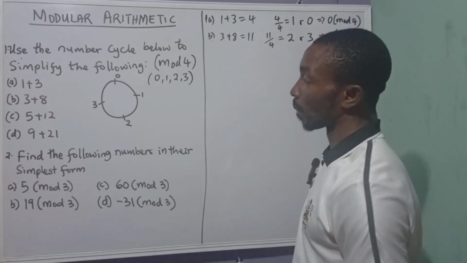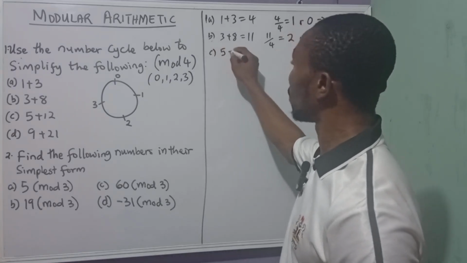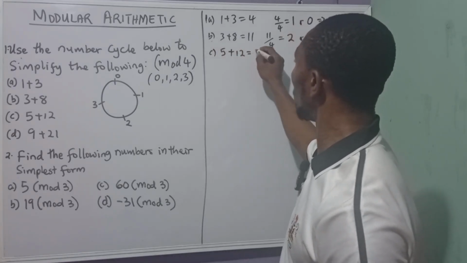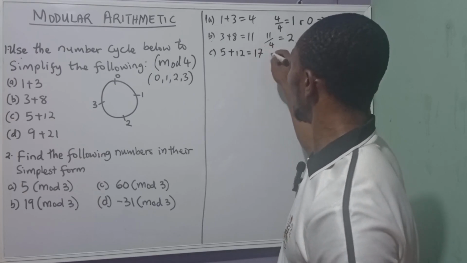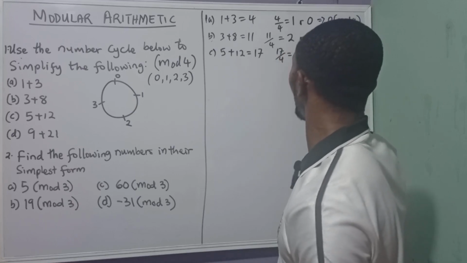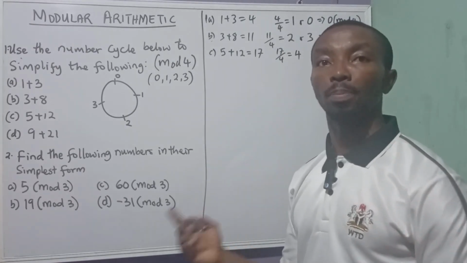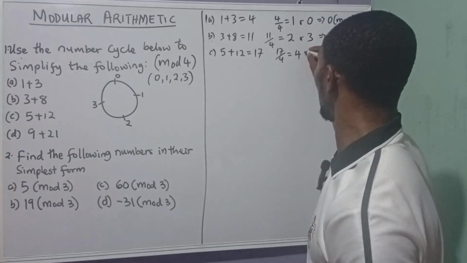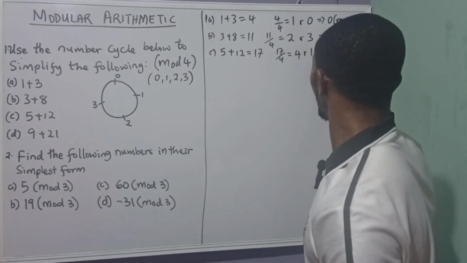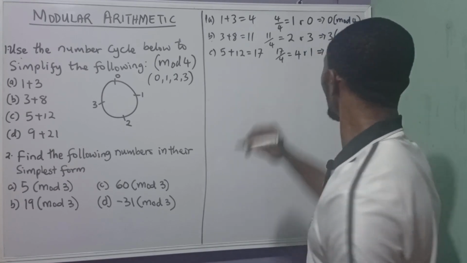Now C gives us 5 plus 12, which is 17. So 17 divided by 4 gives us 4, since 4 times 4 is 16, and 16 plus 1 is 17. So 4 remainder 1, and this would be 1 mode 4.